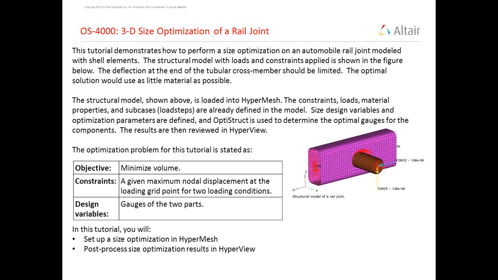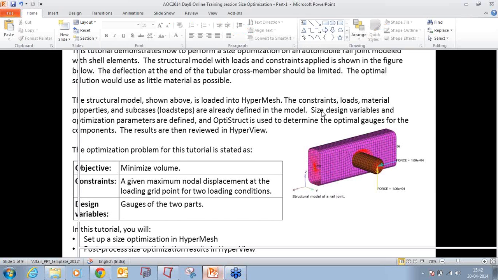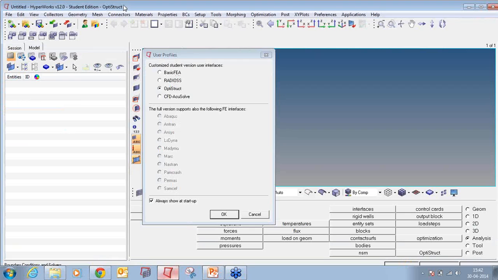Size optimization, size design variables and optimization parameters are defined, and OptiStruct is used to determine the optimal gauge for the component. The results are then viewed in HyperView. The optimization problem for this tutorial is stated as follows: my objective is to minimize the volume. My constraint is a given maximum nodal displacement at the loading grid point for the two loading conditions. My design variables are the gauges of the two parts. In this tutorial, we will see how to set up a size optimization in HyperMesh and post-process the size optimization results in HyperView.